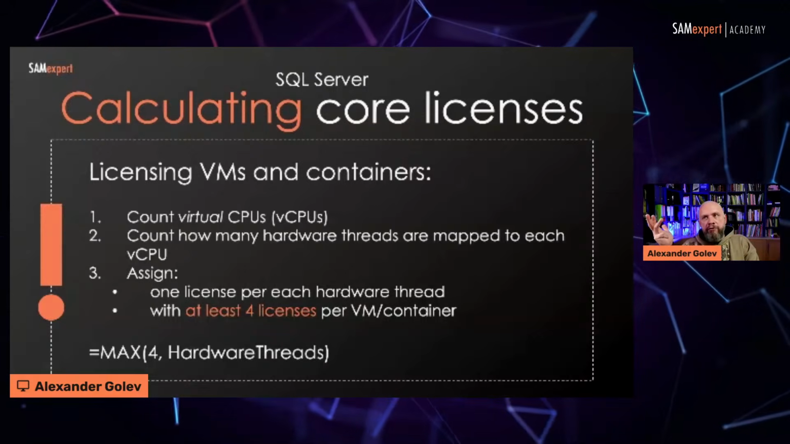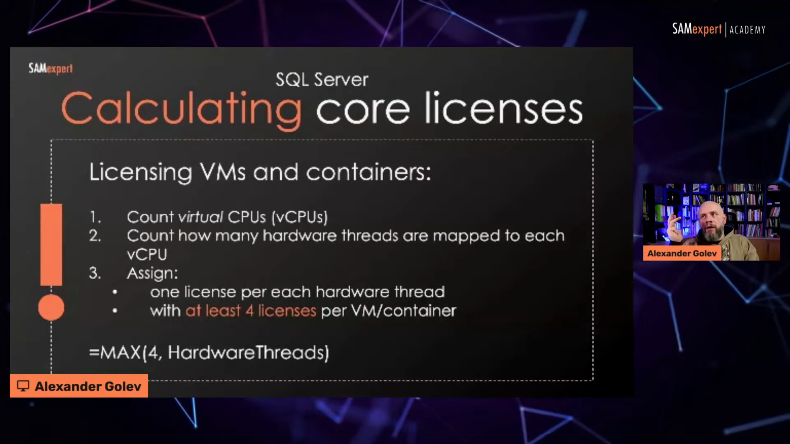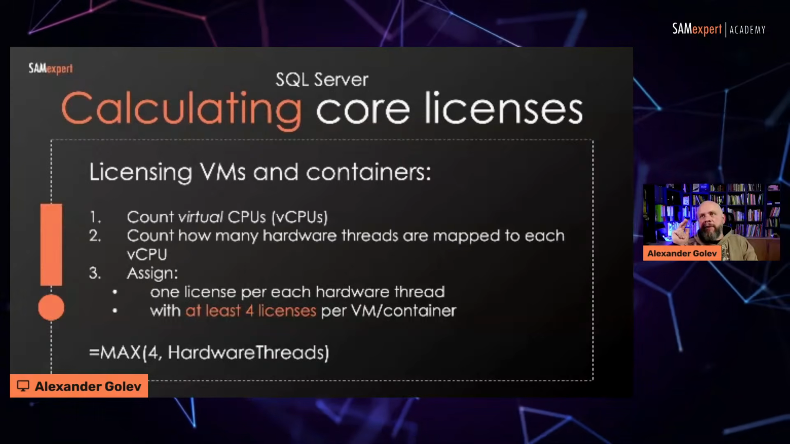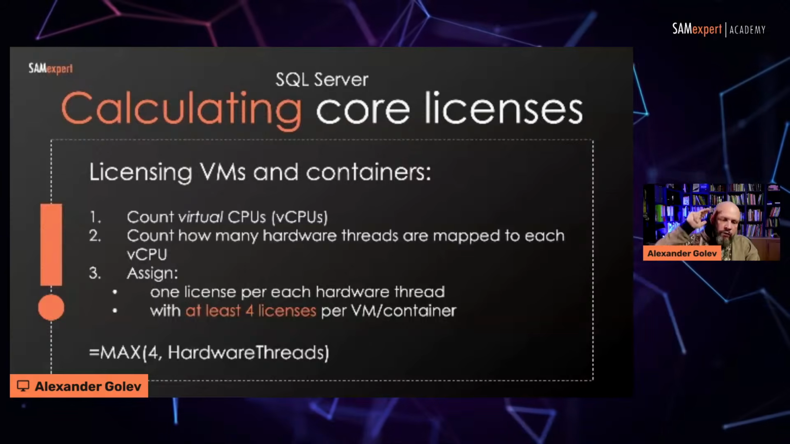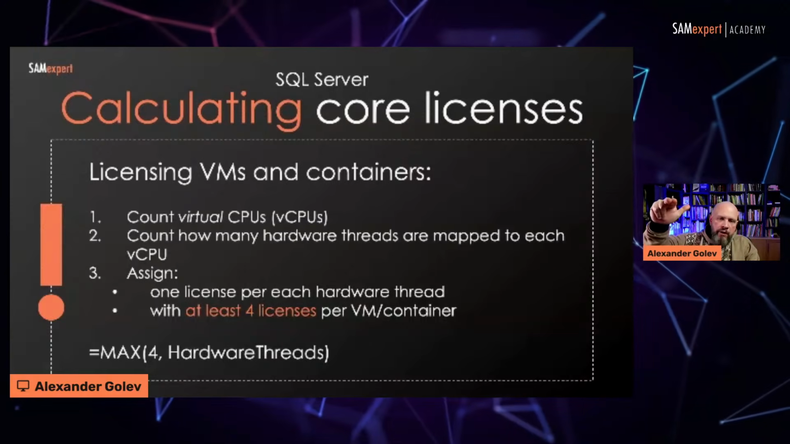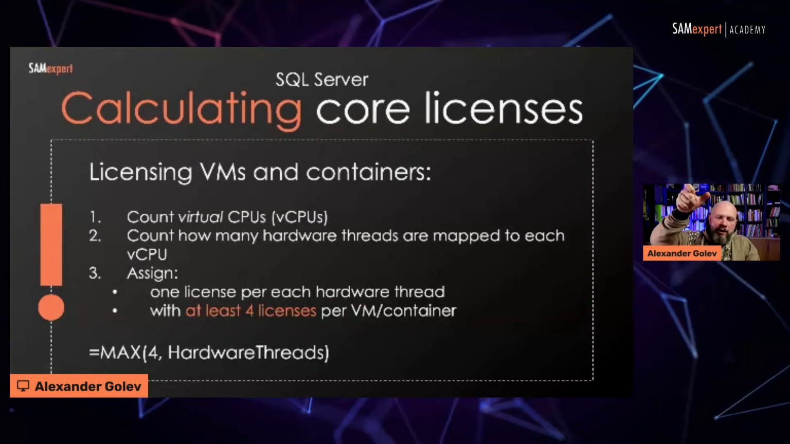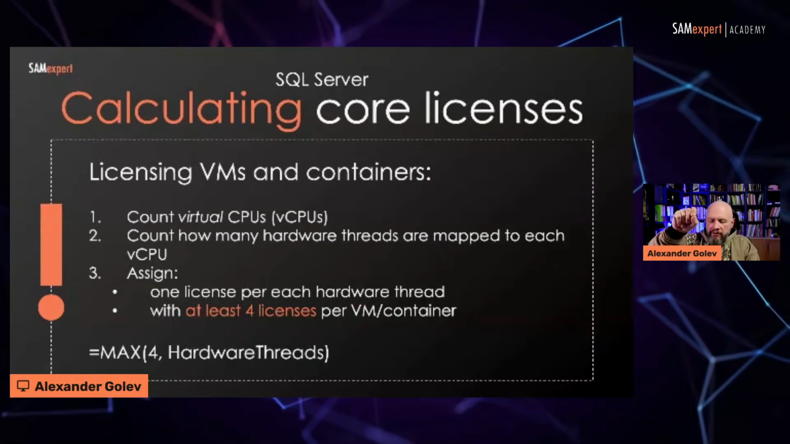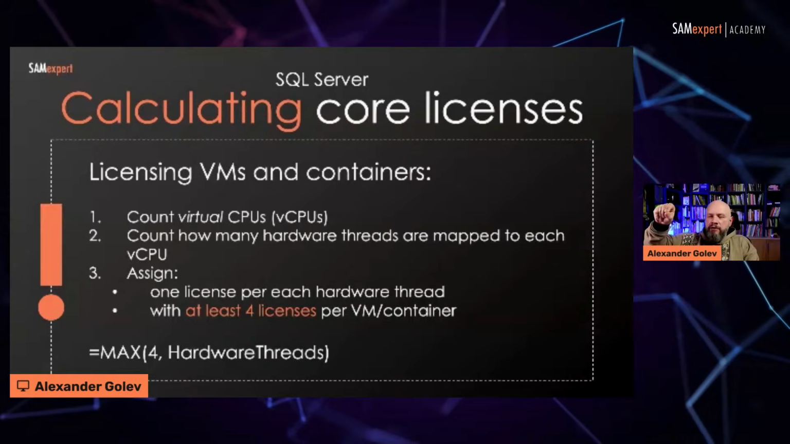Again, you count the virtual CPUs or vCores. You count the second caveat: how many hardware threads are mapped to each vCPU. So these are the official rules. If your virtual CPUs are supported by more than 1 hardware thread, then you need to count hardware threads.